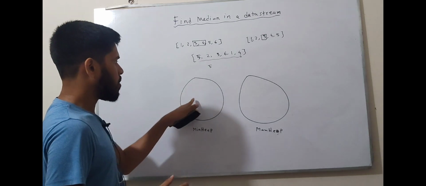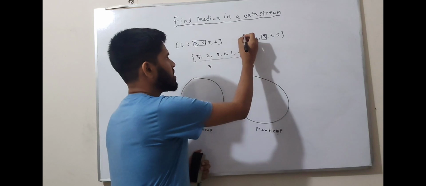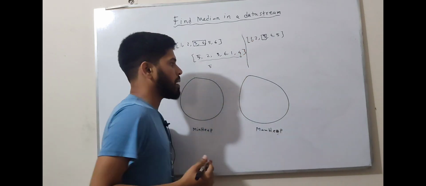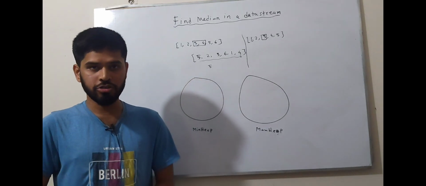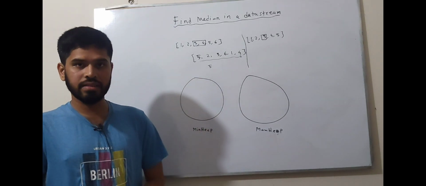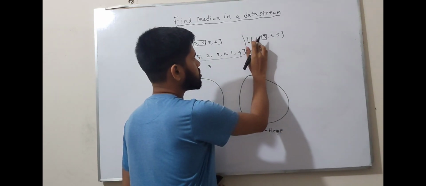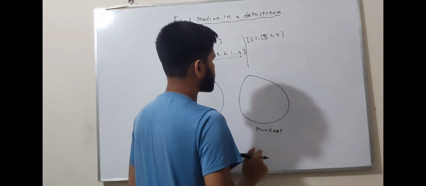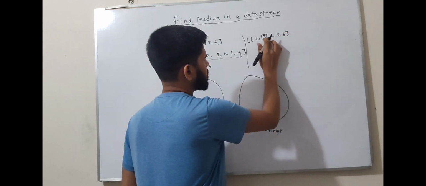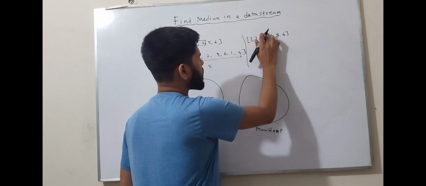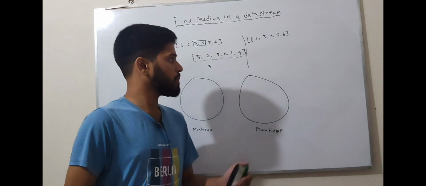Before understanding where to insert this number, first try to understand how we're going to approach this problem using the heap data structure. First, let's talk about the intuition behind this algorithm. So here we have 1, 2, 3, 4, 5. Let's add one more number, 6. Our job is to find the median.